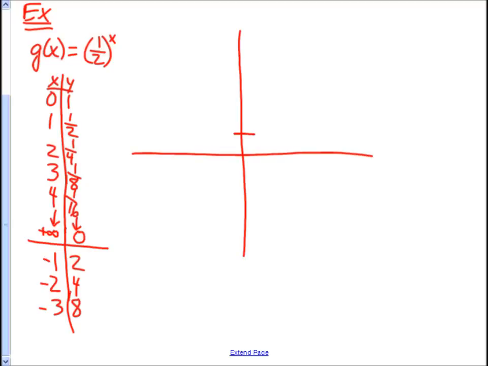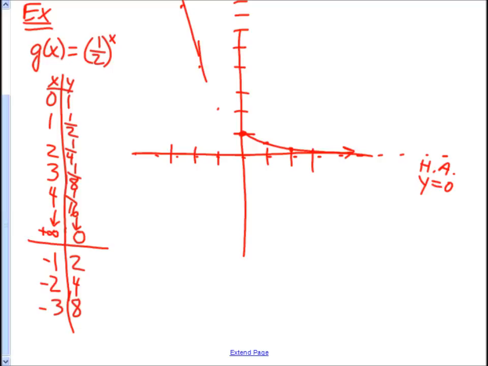Alright, so 0, 1. At 1, I'm only up halfway. At 2, I'm only up 1/4 of the way. At 3, I'm only up 1/8 of the way. So you can see that this thing's lower and lower, right? So we got this horizontal asymptote at y equals 0. Again, at -1, we're up 2. At -2, we're up 4. At -3, we're up 8. So if I can hit these there, we got this there.